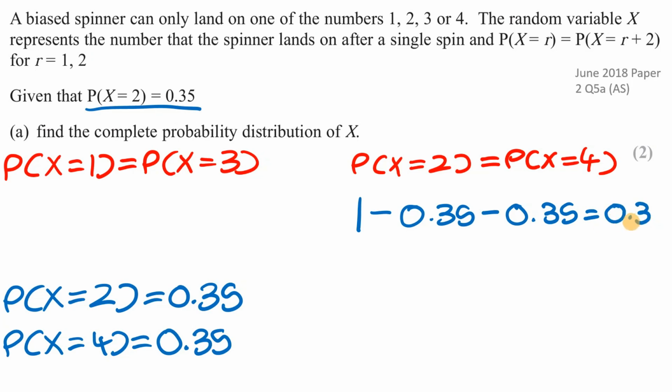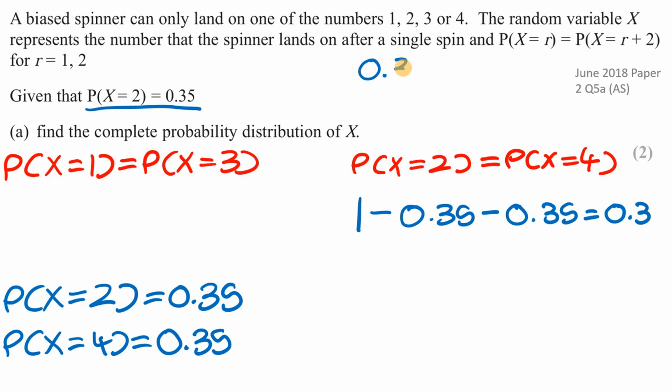So this is going to be the probability of these two events here, the probability that the spinner lands on 1 and the probability that the spinner lands on 3. And we know that the probability that the spinner lands on 1 and the probability that the spinner lands on 3 are equal to each other. We know that when they're added together they equal 0.3, because this is the remaining probability.